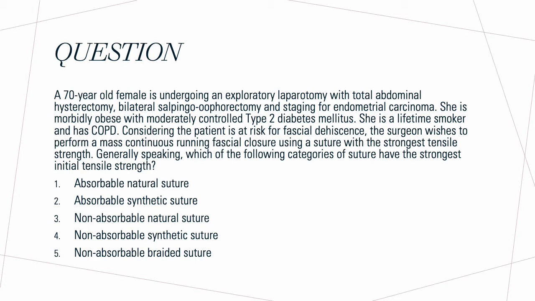Considering the patient is at risk for fascial dehiscence, the surgeon wants to perform a mass continuous running fascial closure using a suture with the strongest tensile strength. Generally speaking, which of the following categories of suture has the strongest initial tensile strength? So I put this question on here because I got it wrong and I think it's a little confusing.